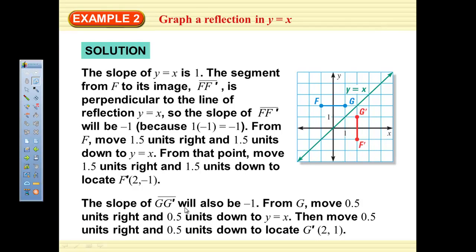So the slope of g should also be negative 1. If you go down a half and over a half, you hit the line y equals x, and then you can also go down and over again. Okay.